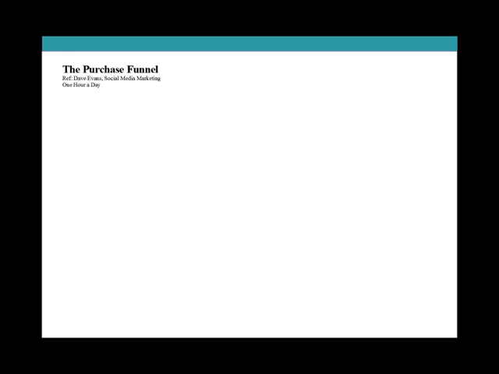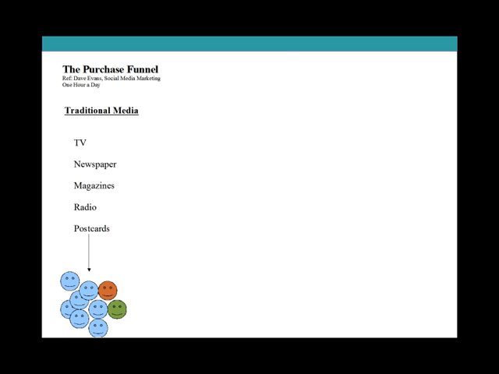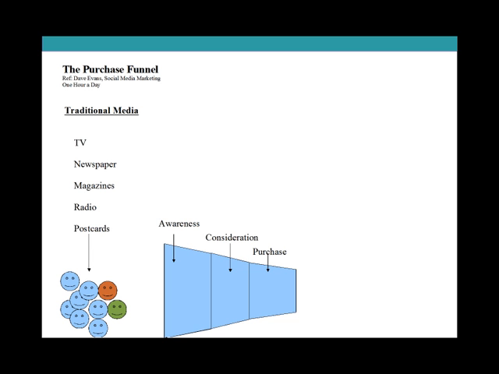It all starts with traditional media generally, which we already went over: the TV, newspaper, magazines, radio, postcards. And that basically is directed to a large number of people. And the whole purpose of this is normally to get as many people into the purchase funnel as possible. For the purpose of this webinar, we're going to go over a very simplistic view of it. The purchase funnel is made up of 3 parts: awareness, consideration, and purchase.